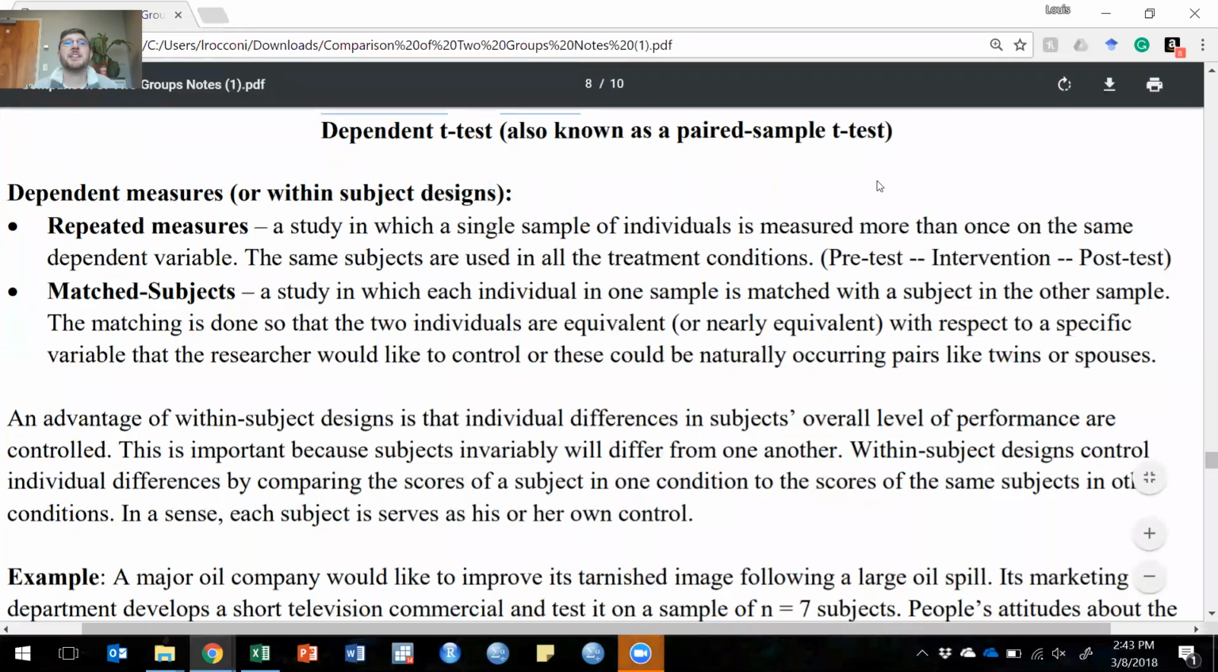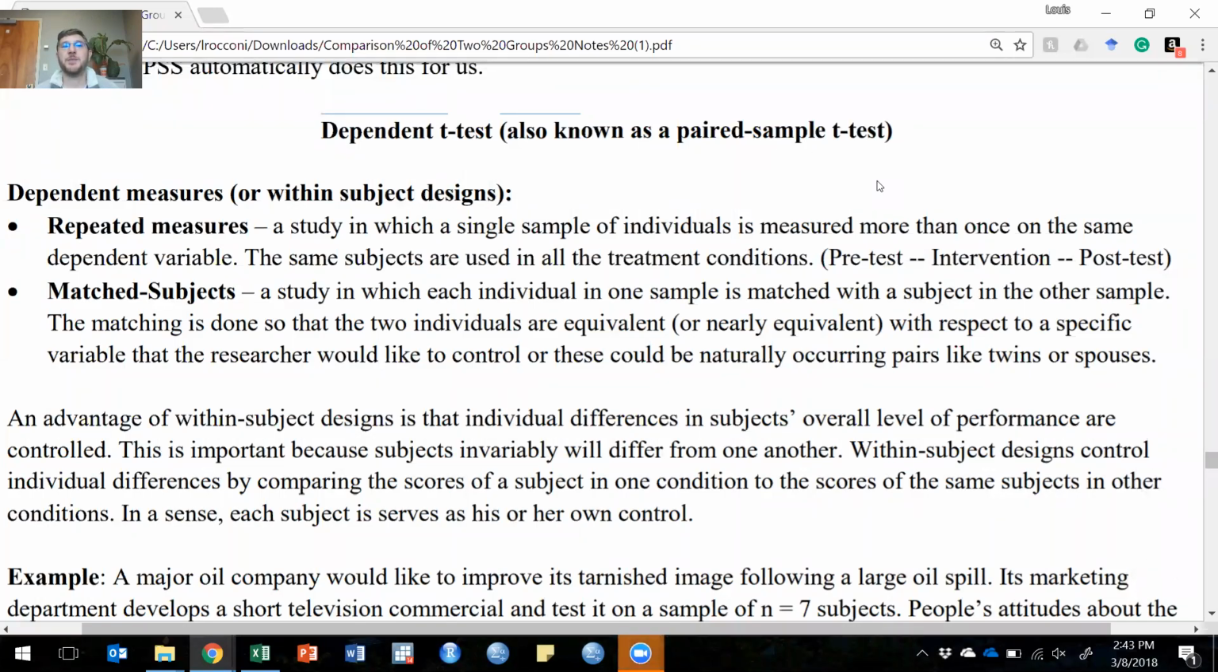Hey class, in this video I'm going to talk a little bit about the dependent samples t-test. It's also known as a paired samples t-test, and I believe that's what SPSS actually calls it. So the dependent samples t-test is used for within subject designs. This test is used when we have repeated observations or repeated measures.